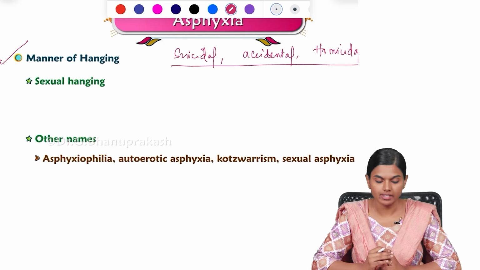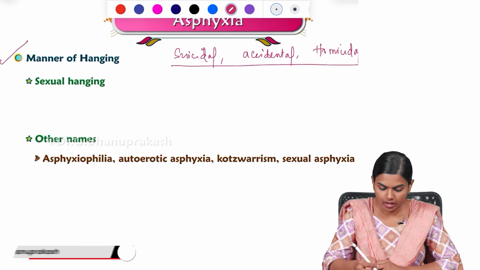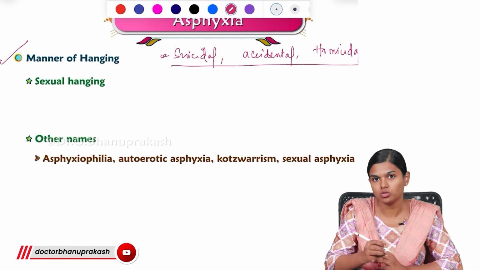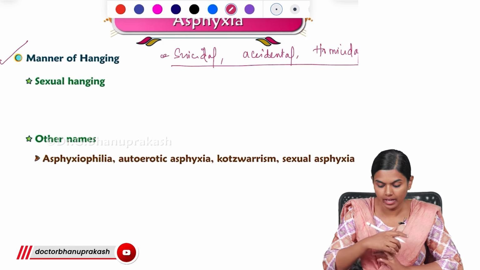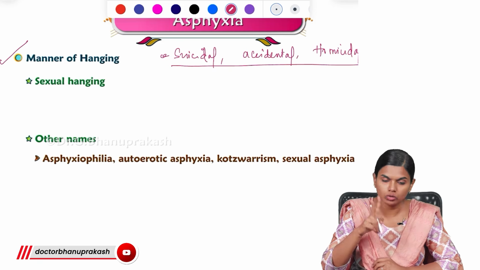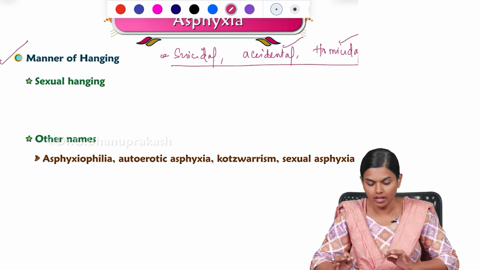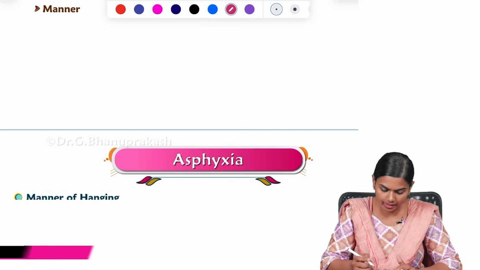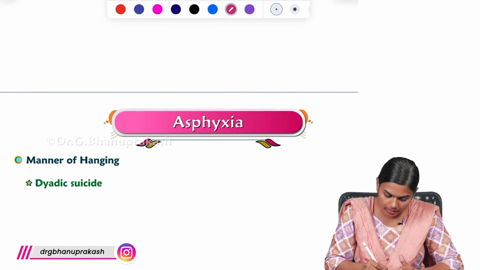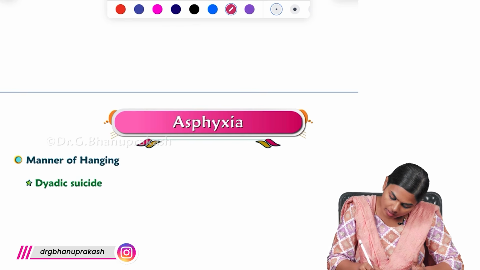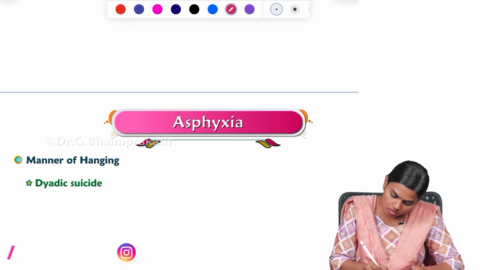Now, when we say the manner of hanging, the most common manner is suicidal. So, suicidal manner of hanging is most common, and next to that we have two other types, that is accidental and homicidal. And this homicidal hanging, we call it lynching. So, lynching is also known as mob lynching.